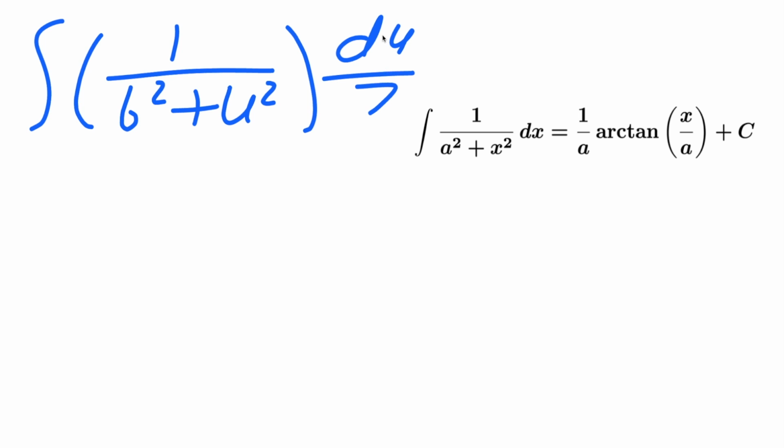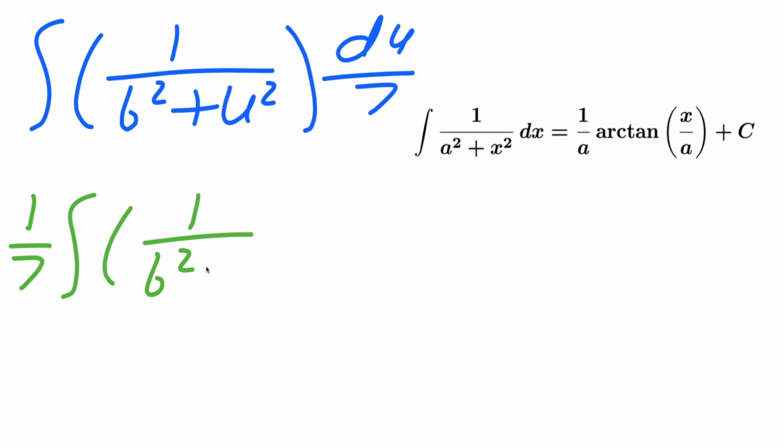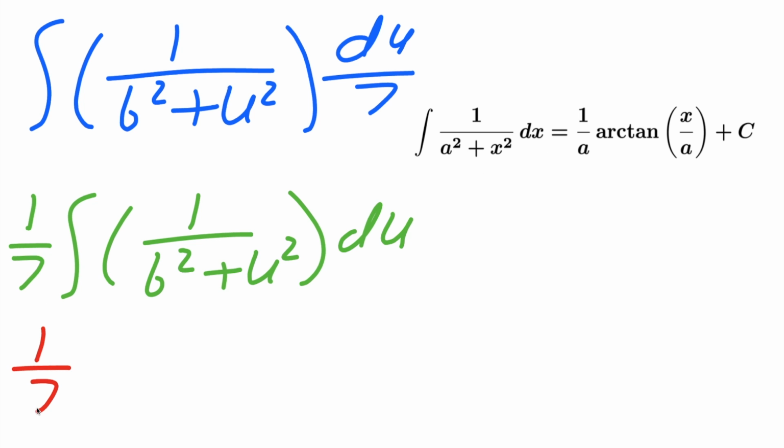Now, instead of saying du divided by 7, you could put 1 divided by 7 in the front. So you could get 1 divided by 7, the integral parentheses 1 divided by 6 squared plus u squared, close parentheses du. And now our form is like this. And so all we have to do is replace. So we're going to get 1 divided by 7 times. Now our formula says 1 divided by a. This is our a term. So our a term is 6.